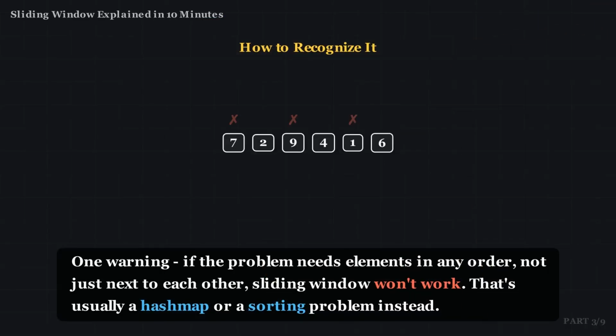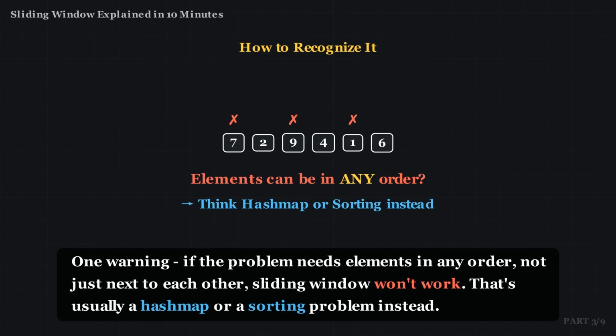One warning: if the problem needs elements in any order, not just next to each other, sliding window won't work. That's usually a hash map or a sorting problem instead.